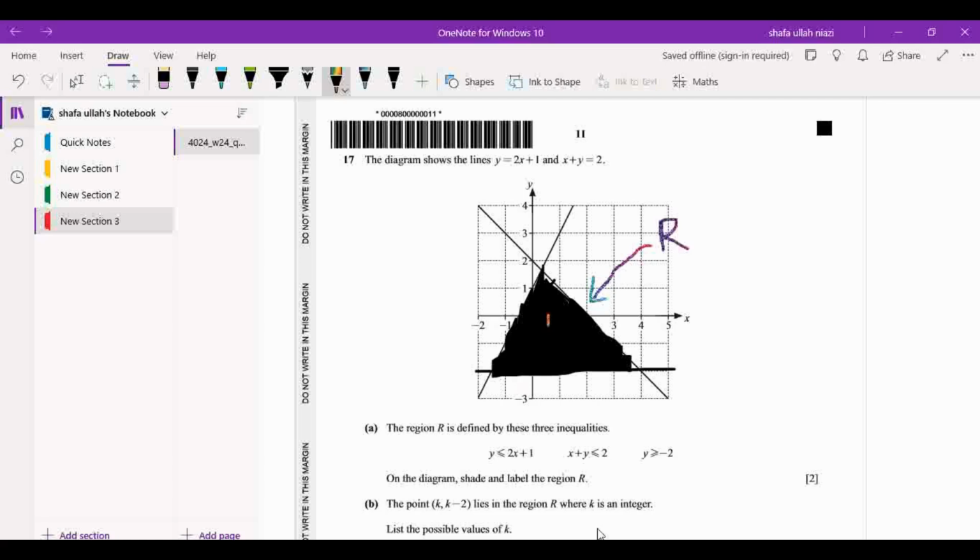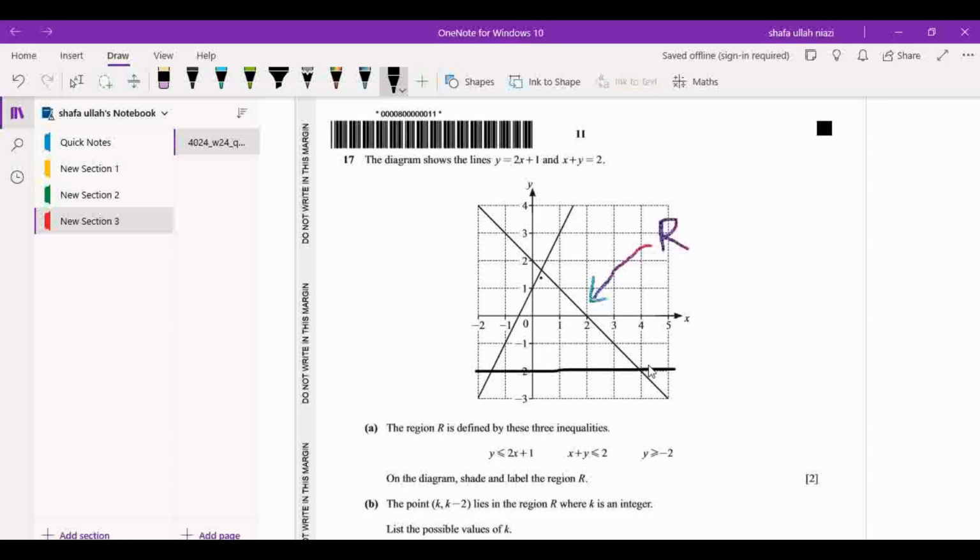Okay, so let's suppose this point is inside this region and k is an integer. The integers here are on the y-axis. What are the integer values inside this region? They are 1, -1 and 2. These are the integer values of y. So here is k on the x, k minus 2.